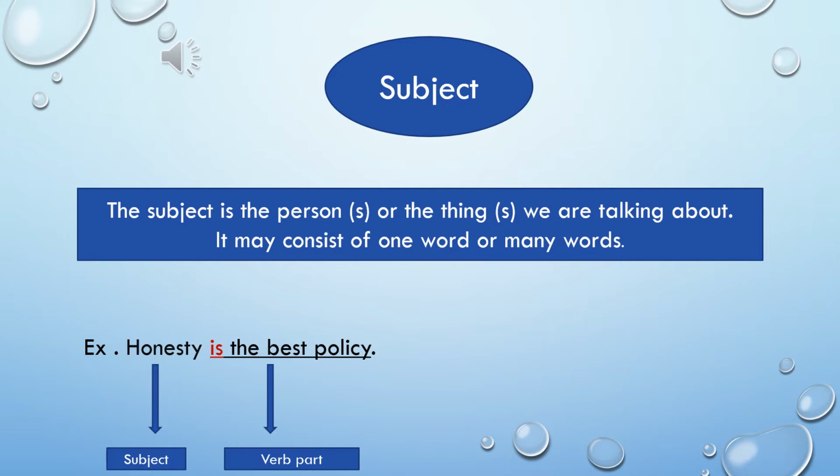Read this sentence and tell me what is the verb part here. Yes, you're right. Is is the verb here and the verb part is is the best policy. Now, next step is ask a question who or what before the verb. So children, how will you frame the question here? What is the best policy?